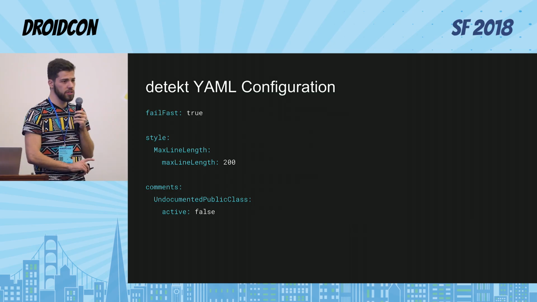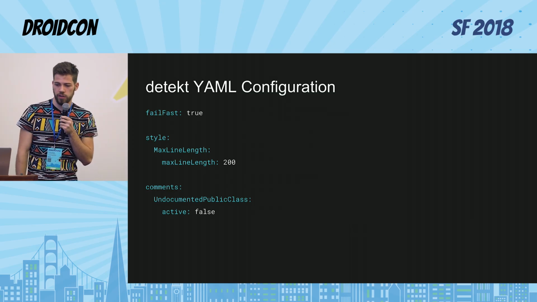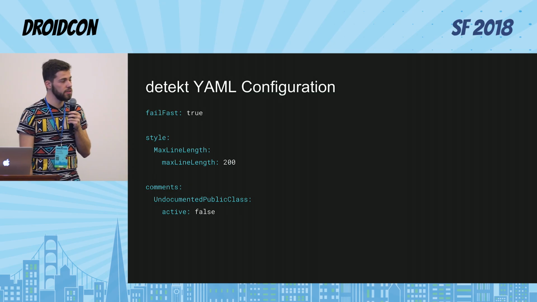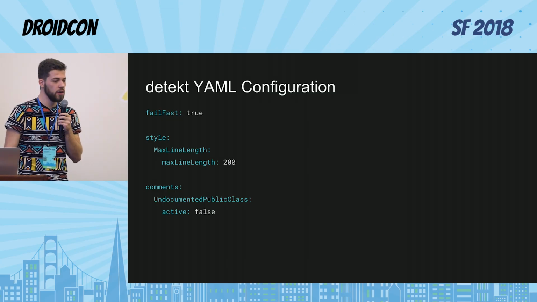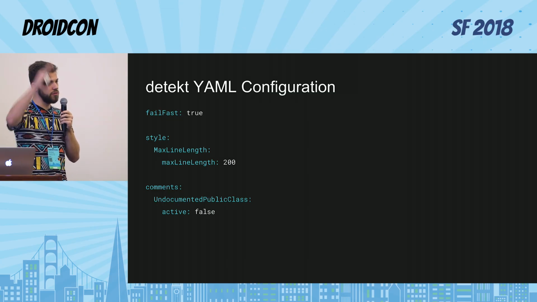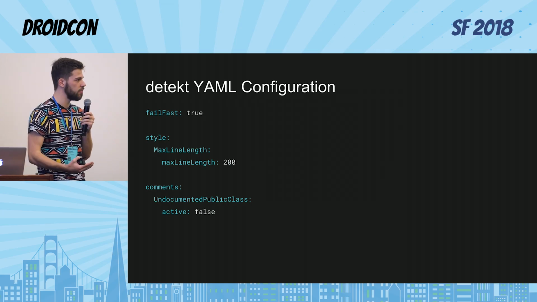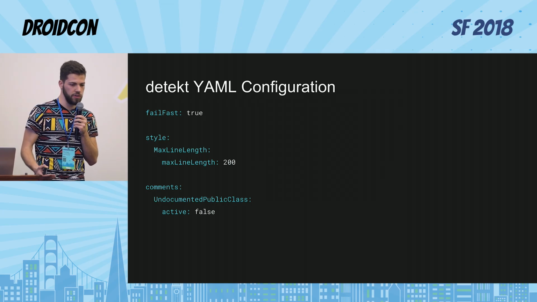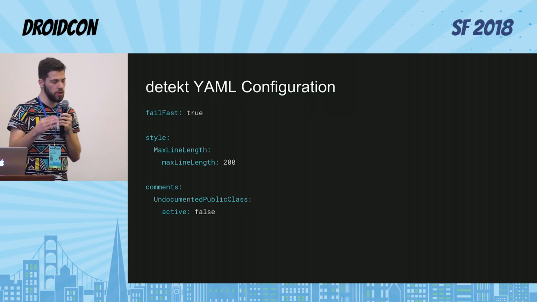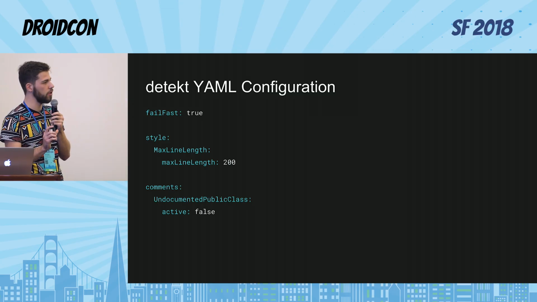The configuration file looks like this. So it's a YAML configuration file. Failfast, the name is a bit misleading, but what it does is it takes all of the rules and enables all of them. Because some of the rules that are being shipped by Detekt are not on by default. But this way you can turn everything on, and then you can tweak things that you want.